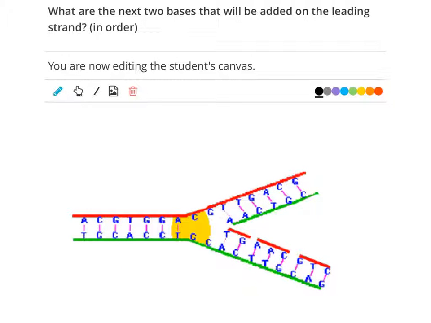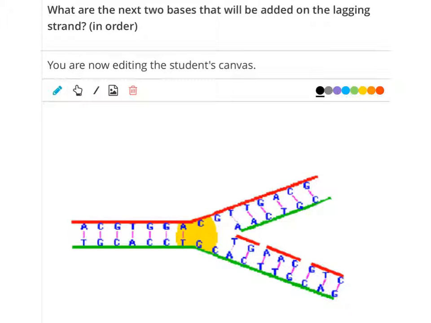Question 5. What are the next 2 bases that will be added on the leading strand in order? So again, our leading strand going this way, so that means first we need a pair for this G, so we're going to add a C, and then next we need a pair for that C, so then it's going to be G. That is the correct order if polymerase is adding bases in that direction for the leading strand.